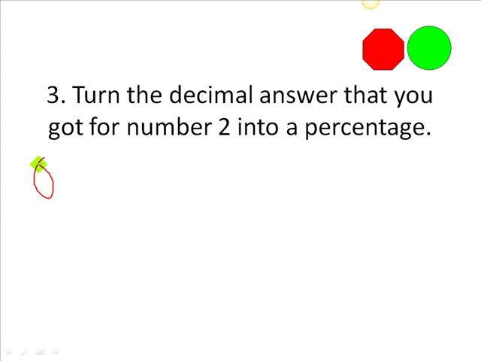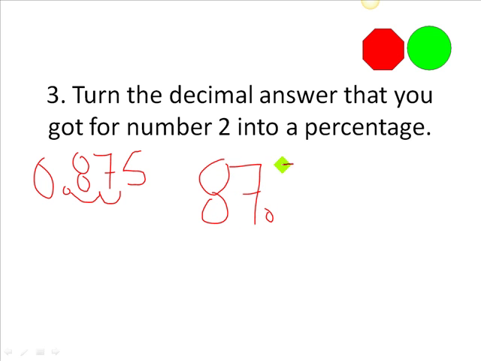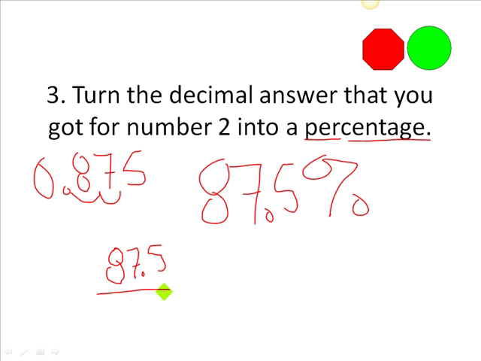So we have 0.875. You shift the decimal 2 places, and that gives you the percentage. So the answer here is 87.5%, because percent means per 100. So what this means is we have 87.5 out of 100.